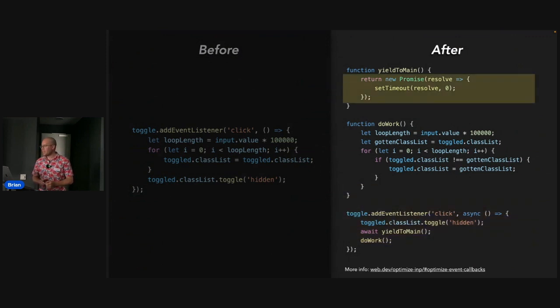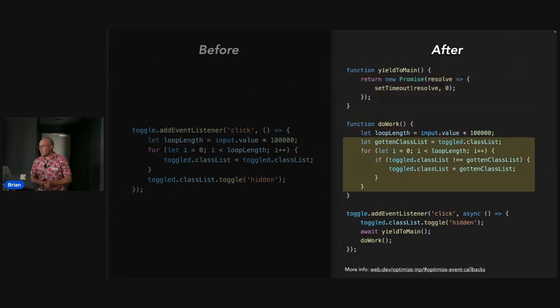So I yield to main using a new promise and set timeout. And then I do the work. In this case, I also changed that up. Instead of continually getting the class list, I'm just calling it once, and then I start my loop. And then I'm seeing, okay, is the class list the same as it was or not? If it's not, then I set it. So I'm doing a lot. Obviously, it's just a prototype, just a fake situation here, but just showing you want to yield to the main thread so the main thread can do more important work.